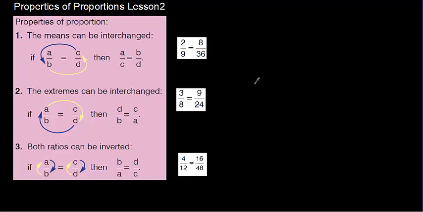In this video, I'm going to explain properties of the proportions, and we have 7 properties. I'm going to explain each of them one by one. The first one: the means can be interchanged.